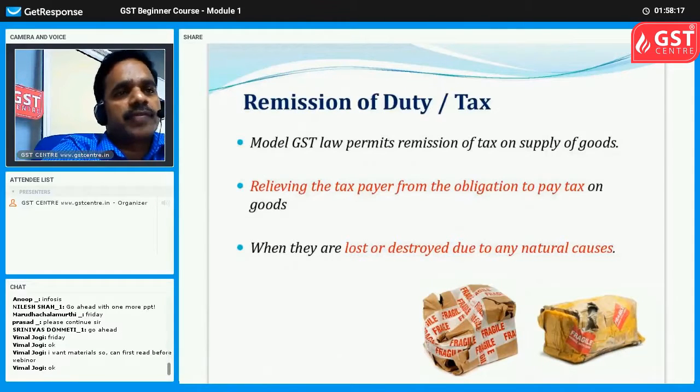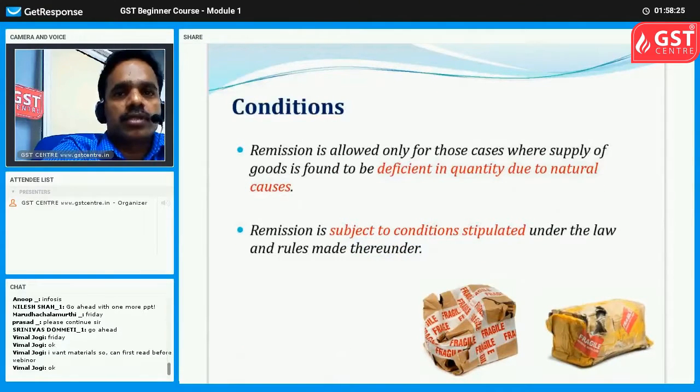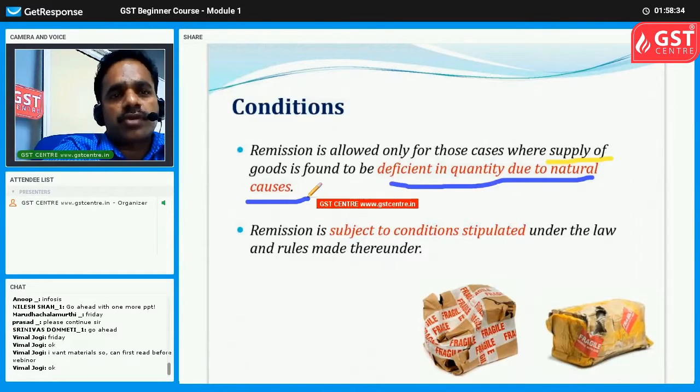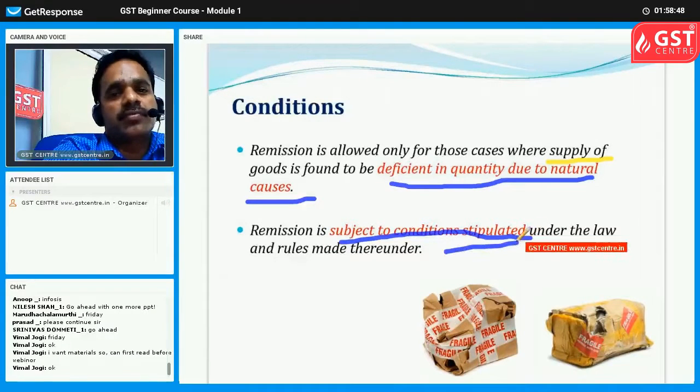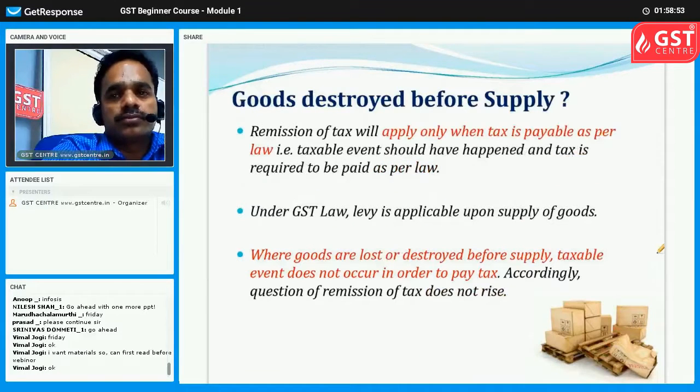And that is why the government is telling the person, no, the government doesn't want tax; you are suffering a loss. So that is called remission of duty or tax. Then, remission is allowed only for those cases where the supply of goods is found to be deficient in quantity due to natural causes. You understood? Only when it is happening because of natural causes and it is deficient in quantity, we can get remission. And there are further conditions so that people do not misutilize such a remission facility.